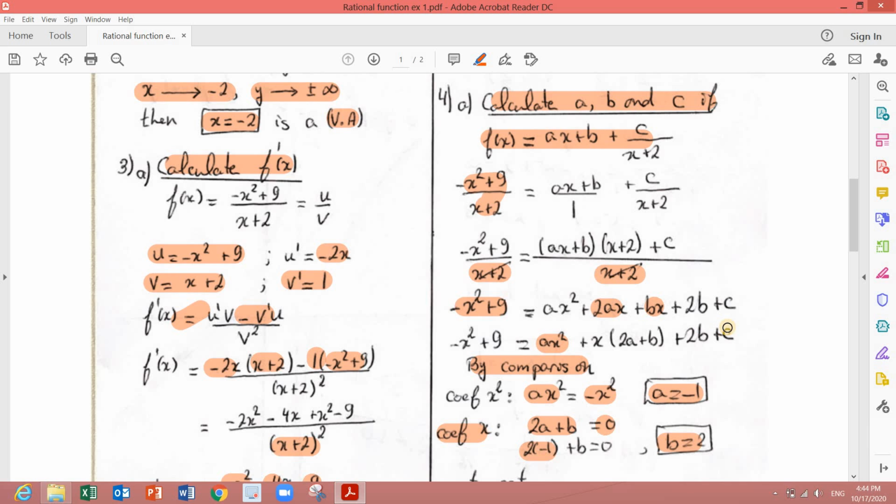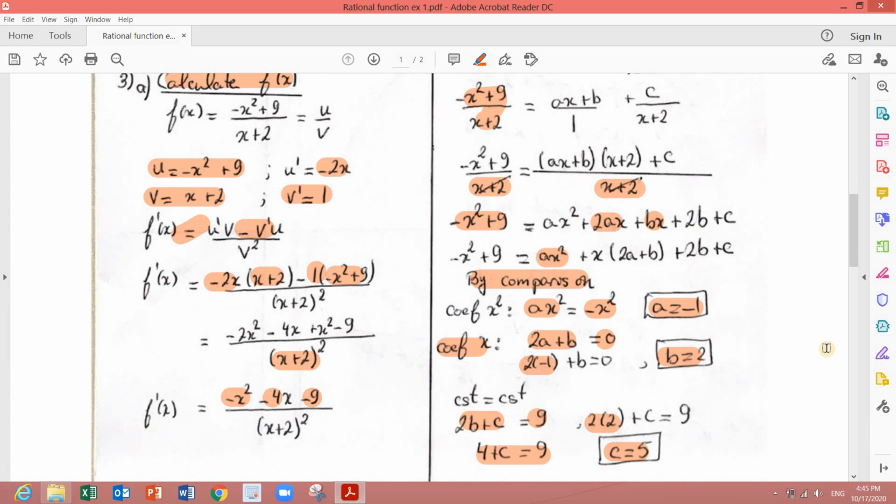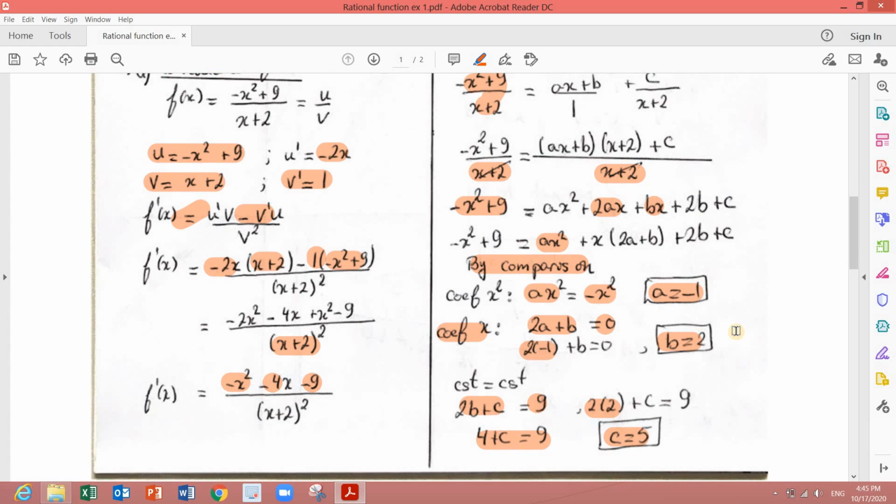We collect x squared together, x together, and the constant together. By comparing the two sides, the coefficient of x squared on the two sides should be equal. So we get a equals minus 1. The coefficient of x on the two sides should be equal, means 2a plus b equals 0, because we don't have x on the left side. So by replacing a by minus 1, we get b equals 2.